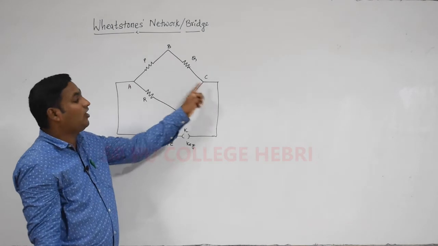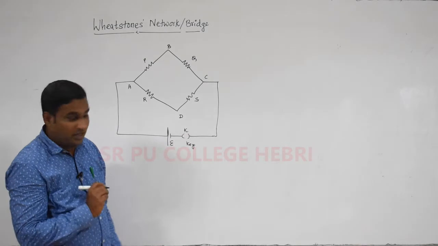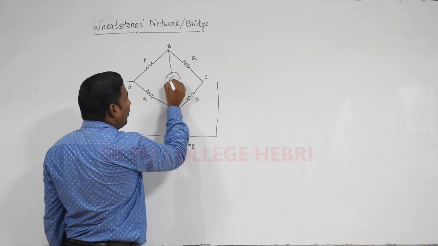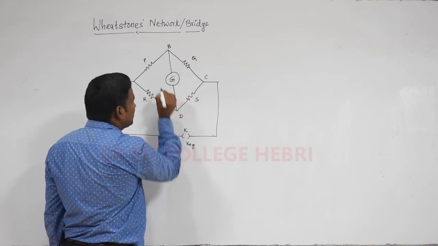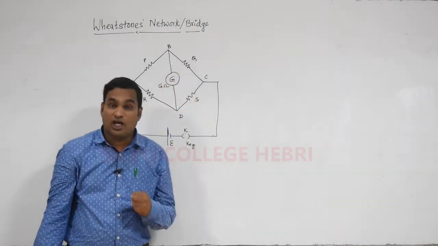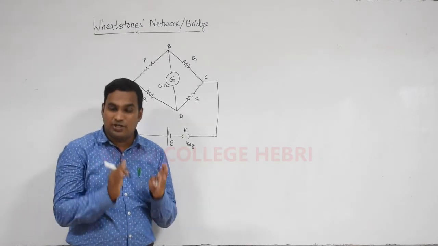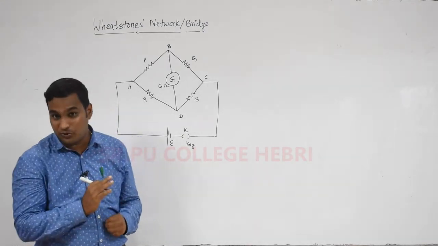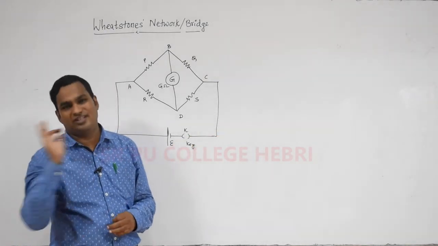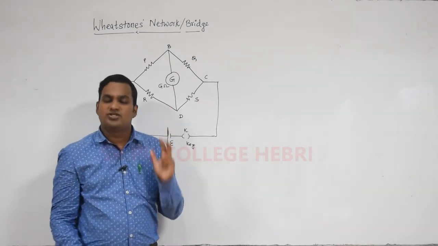Remember, across the corners A and C we have to connect the cell of EMF E with the support of the key. And across the 2 other corners B and D we have to connect a galvanometer. Its resistance is G ohm. Dear student, a galvanometer is a device used to detect the current in a given circuit. One more device is there, called an ammeter. It is a device used to measure the current in the circuit.